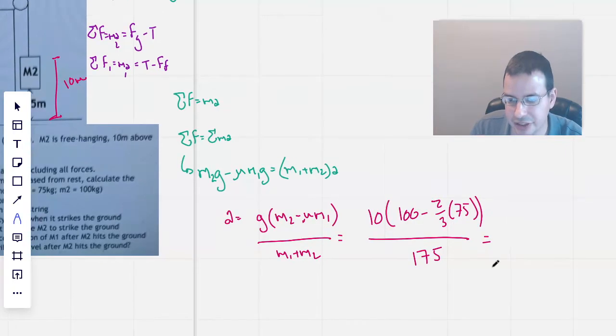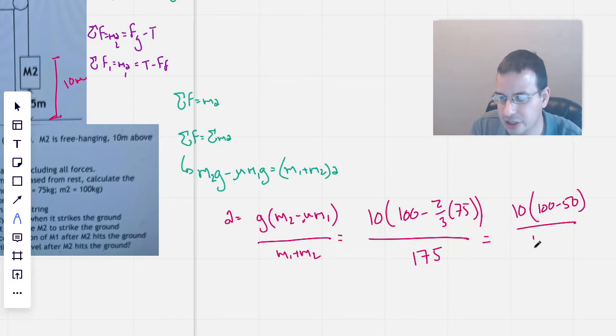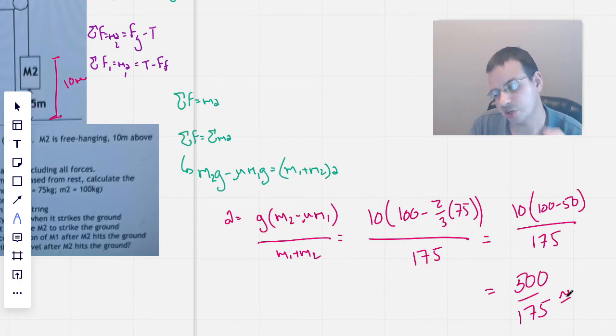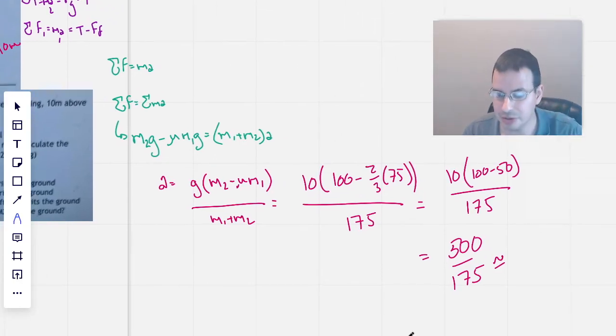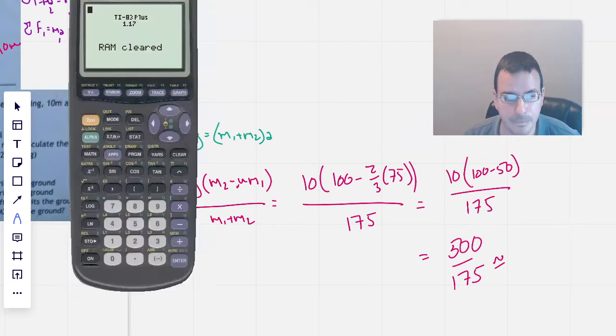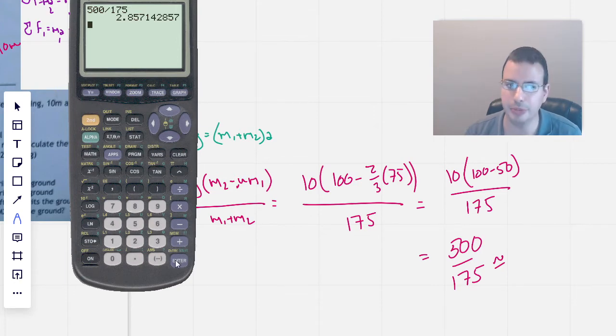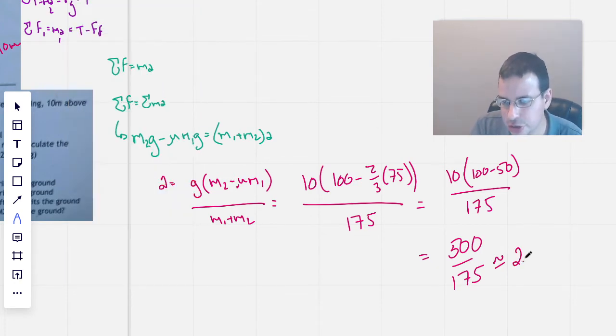So this is going to give us 10 times 100 minus 50, which is itself 50, over 175. This top part will be 50 times 10, which is 500, all over 175, which I should be able to know. All right, calculator time. Clear, 500 divided by 175. Come on, whole number. Nope, 2.86. 2.86 meters per second squared.